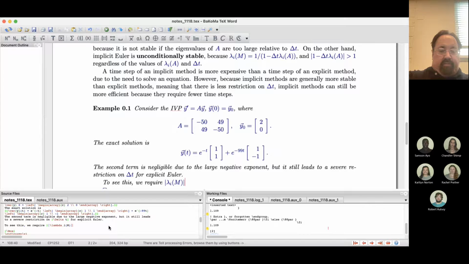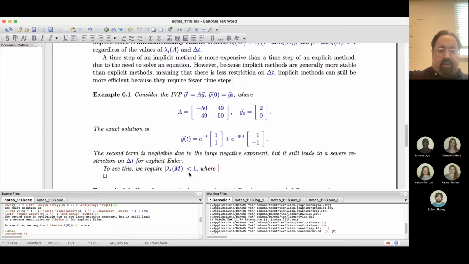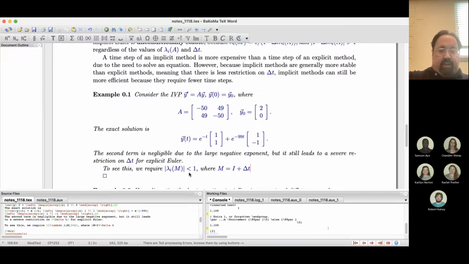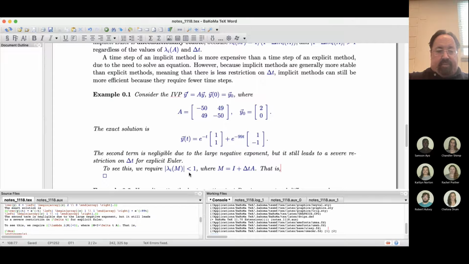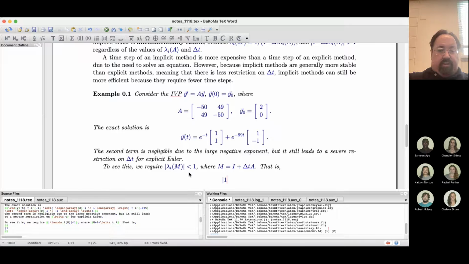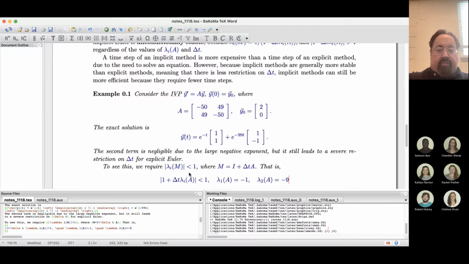All right, so we need this inequality to be satisfied where M is equal to the identity plus delta t A. So we need to have the absolute value of 1 plus delta t lambda i less than 1, where lambda 1 is equal to minus 1 and lambda 2 is equal to minus 99.